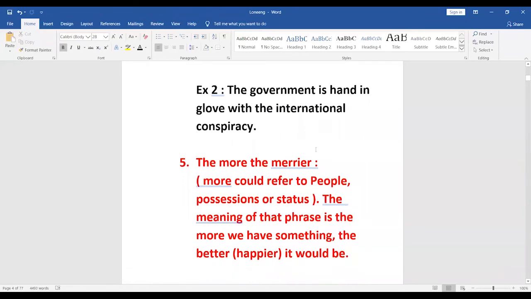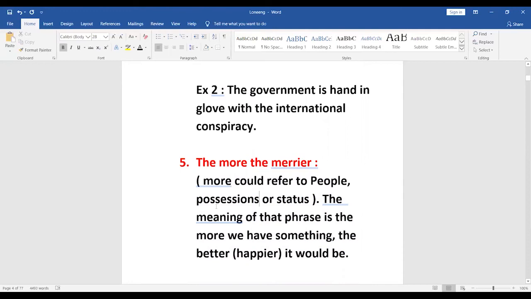It's called the more the merrier. The more the merrier means, no matter how much you have, if you have more and more, it's better. It keeps you happier. That's what it means. More could refer to people. It could refer to possessions.